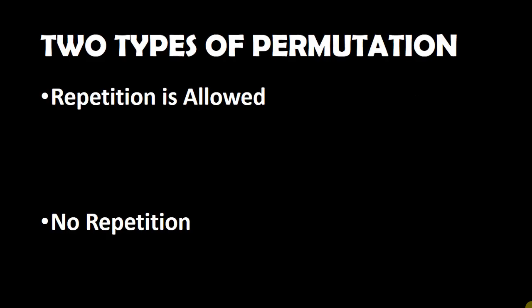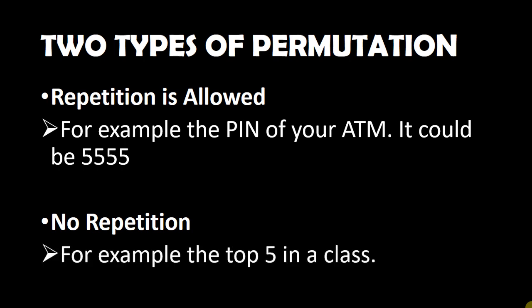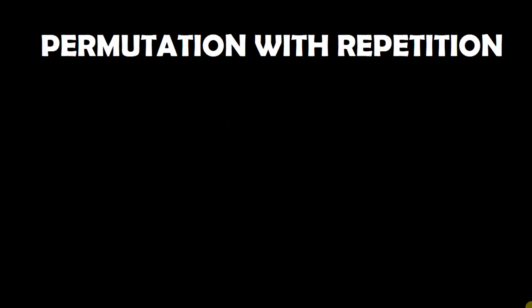So, meron tayong dalawang klase ng permutation. We have repetition is allowed at no repetition. So, for example, sa repetition is allowed, yung pin sa ATM. So, pwedeng 555, 55, basta nauulit. Sa no repetition, so, hindi nga pwedeng maulit. For example, na top 5 sa klase nyo. So, yung top 1 nyo, hindi na pwedeng maging top 3 kasi top 1 na siya. Doon muna tayo sa permutation with repetition.